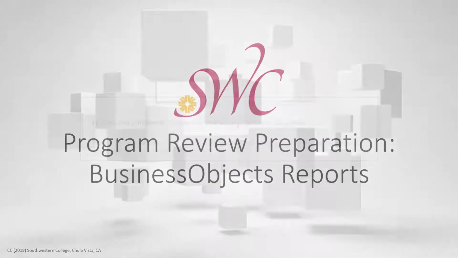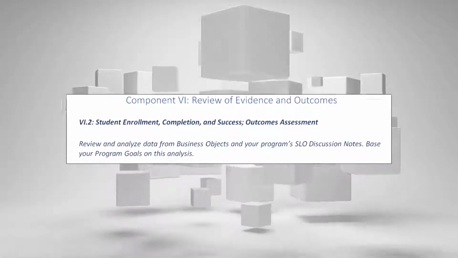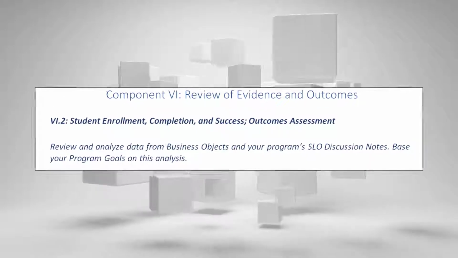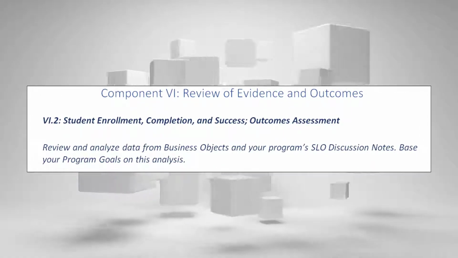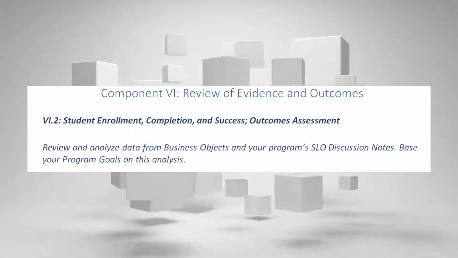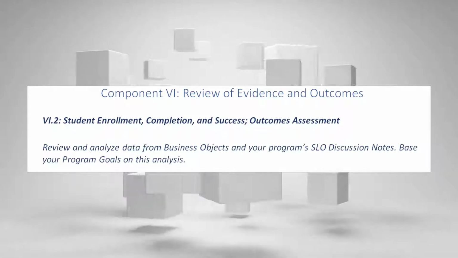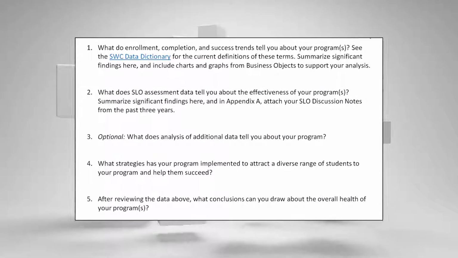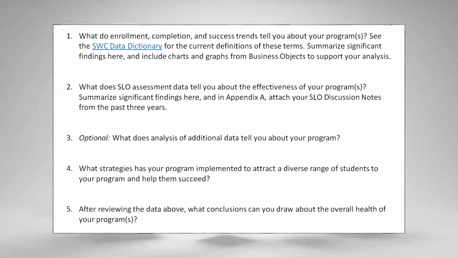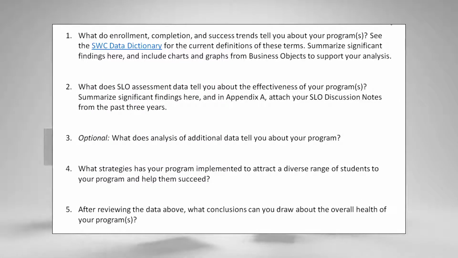for program review. In our current iteration of program review, the primary use of business objects reports is in completing section 6.2. The details of program review documents, or even the reports themselves, may change in the future, but the need to assess and use the basic academic metrics is likely to remain no matter how the process may change.